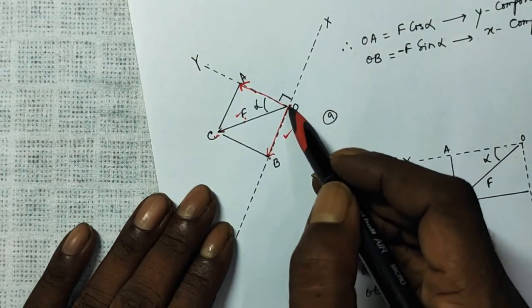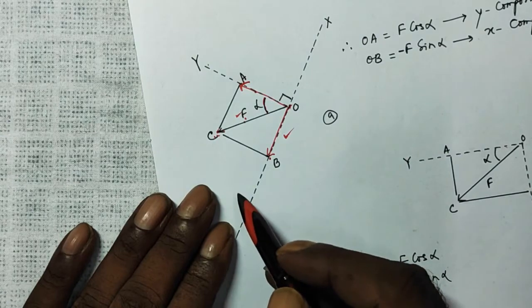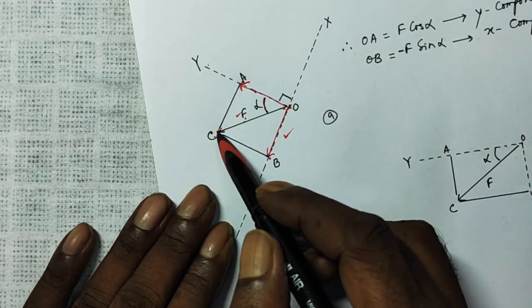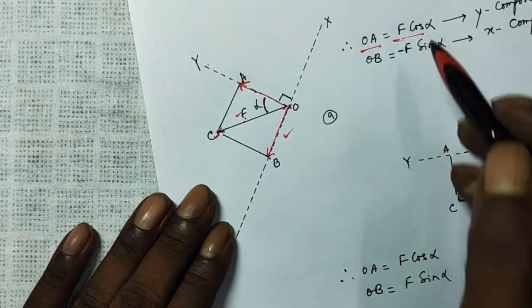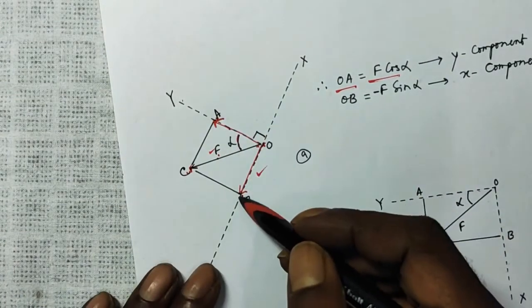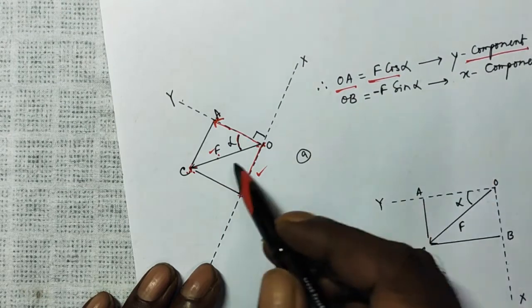So in this triangle OCA, if you take cos alpha, it will be OA over the hypotenuse. And if you cross multiply, you get OA is equal to F cos alpha. OA, that is the same thing as OC, is your F cos alpha, that is the y component of the force F.